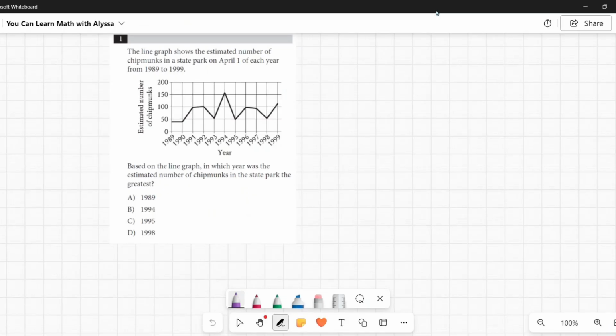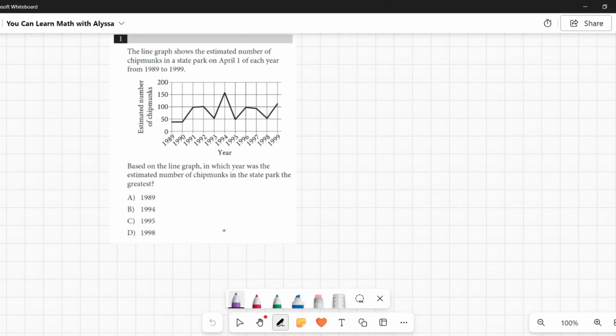Number 1, the line graph shows the estimated number of chipmunks in a state park on April 1st of each year from 1989 to 1999. Who's counting these chipmunks? I don't know. Based on the line graph, in which year was the estimated number of chipmunks in the state park the greatest?